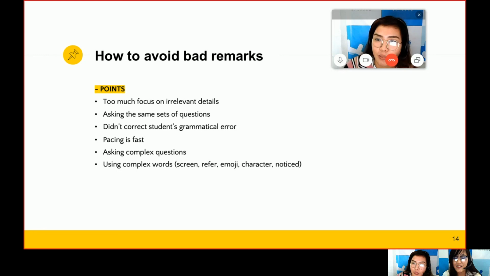Sometimes you can also get bad remarks if you didn't correct students' grammatical errors, because parents are also watching the classes of their students. If the parents catch that the teacher did not correct the student's grammatical error, then the parents will say, "Oh, she's not a good teacher, maybe." So you can get negative comments for that.